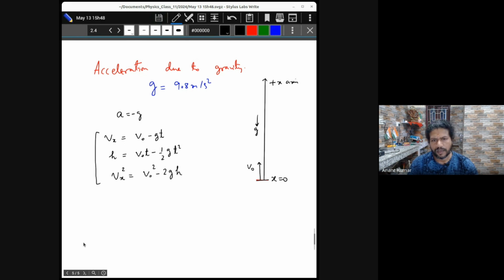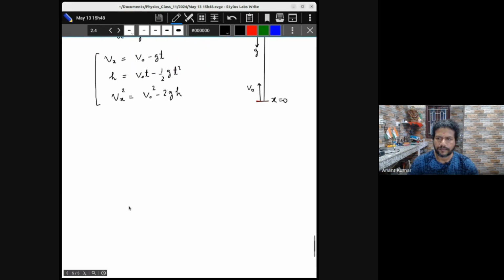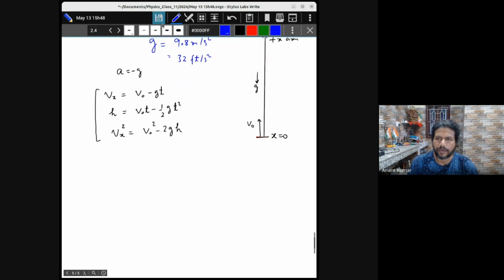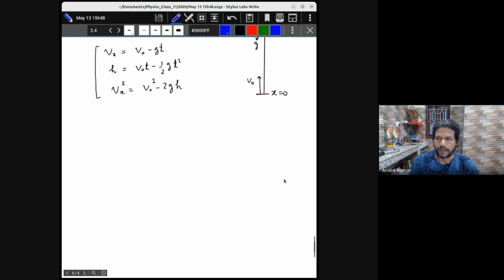Say, for example, we throw an object from the ground upwards with a velocity of 80 feet per second. I'm writing this g data over here: in feet per second it's 32 feet per second square. Not very difficult to convert, but keep this value in mind because it is useful. So a stone is projected or thrown upwards with a velocity of 80 feet per second.